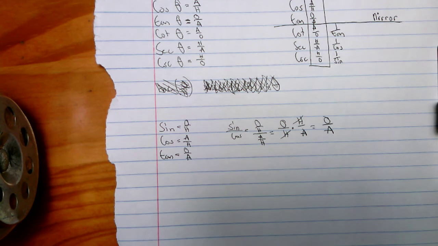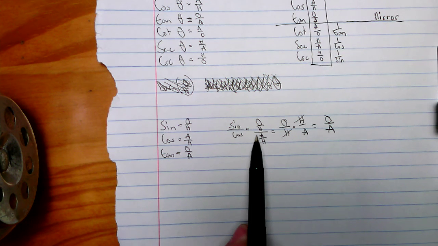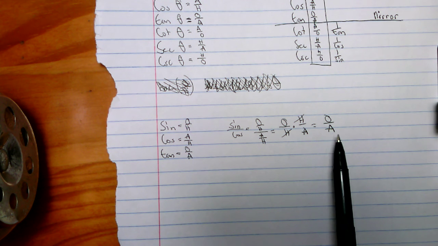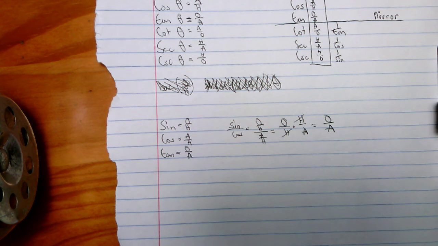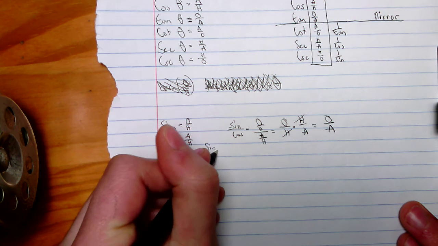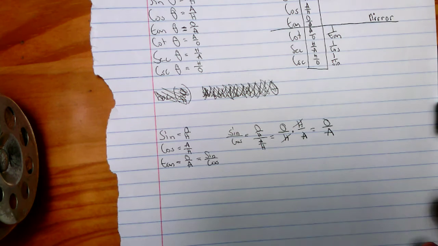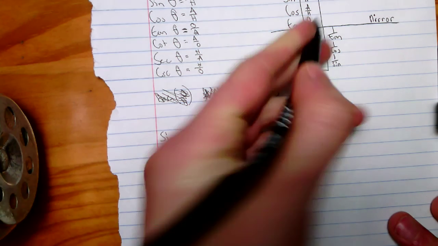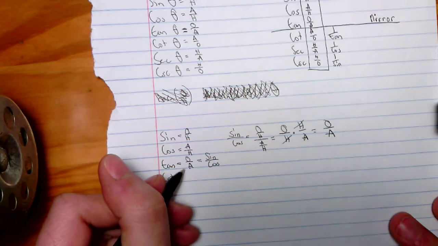If I put those fractions in a fraction, sine over cosine, I actually get simplified O over A. I actually get tangent. So tangent is equal to sine over cosine. Boom. And cotangent, because of the mirror rule, is just a reflection of tangent, so it's cosine over sine.